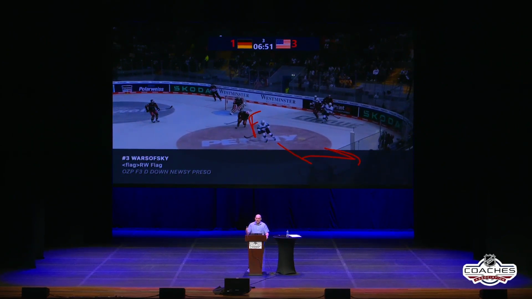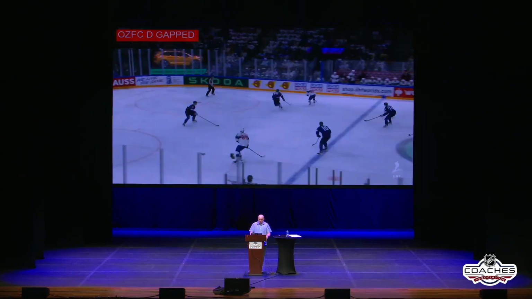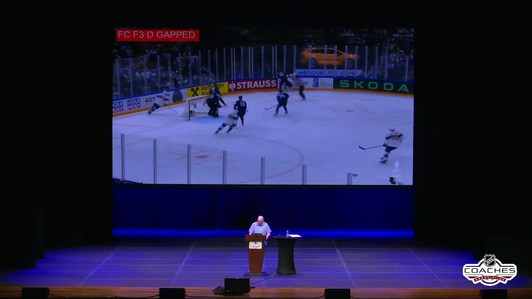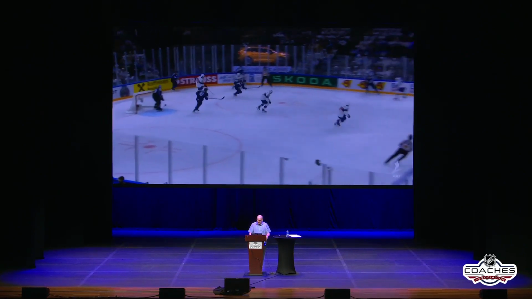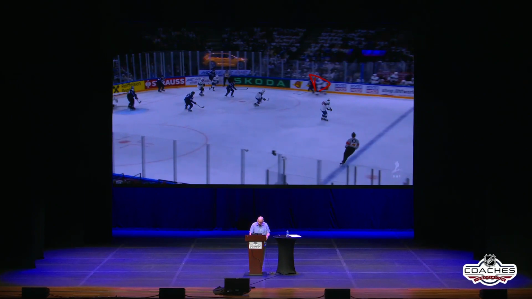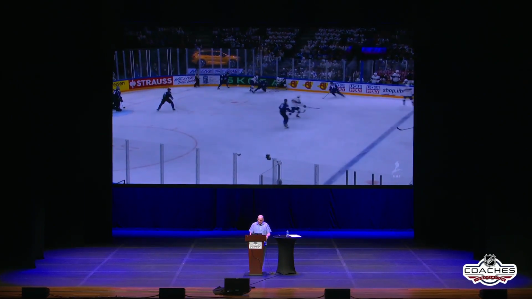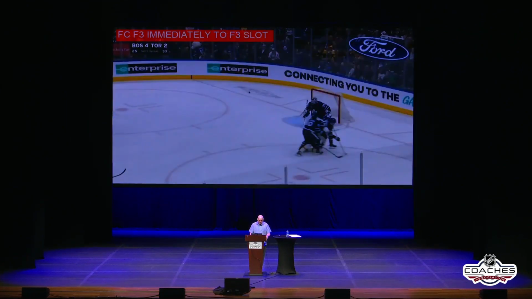Not a pinch, not a foolish pinch. We're not giving up odd-man rushes because there's trust with the F3. He keeps the play alive. We're playing offense. F3 again. Just simply being above allows our D to come in, establish our gaps. And again, there's the D trusting our F3, staying above it. Our puck, forecheck. All of a sudden we get the puck to the net, all because of a good F3.